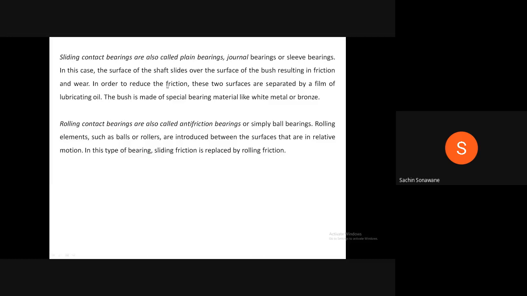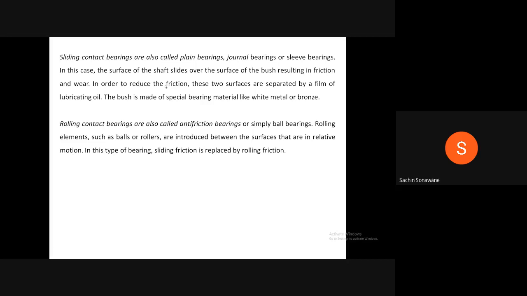Sliding contact bearings are also called plain bearings, journal bearings, or sleeve bearings. In this case, the surface of the shaft slides over the surface of the bush, resulting in friction and wear. In order to reduce the friction, these two surfaces are separated by a film of lubricating oil. The bush is made of special bearing material like white metal or bronze.